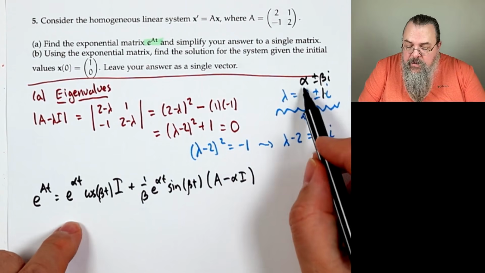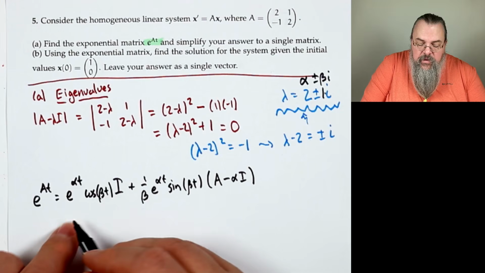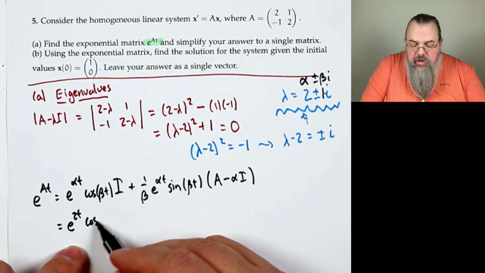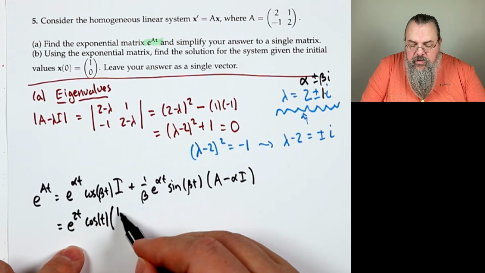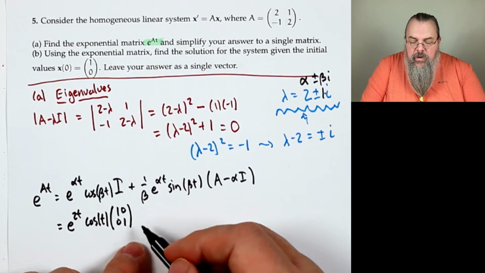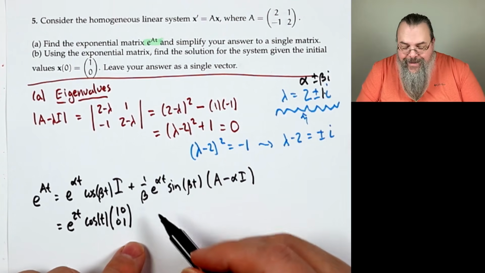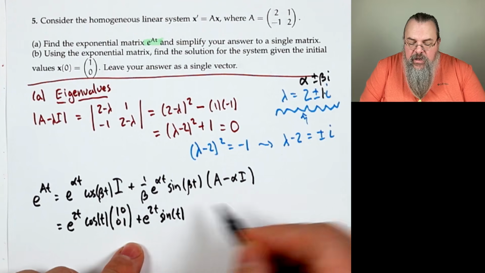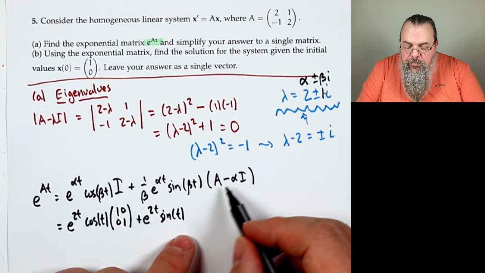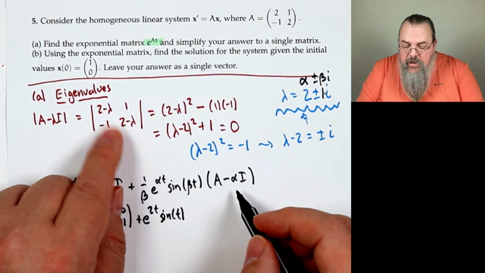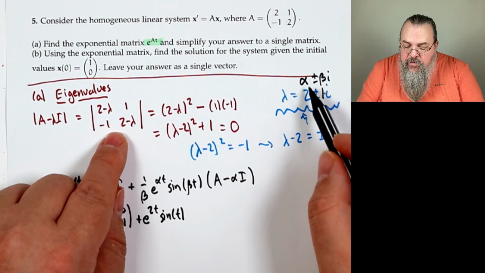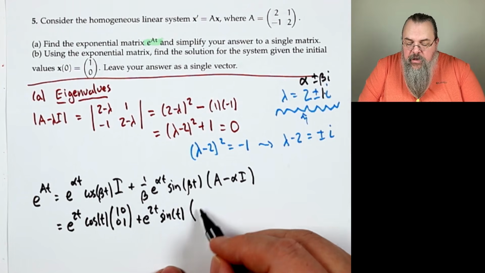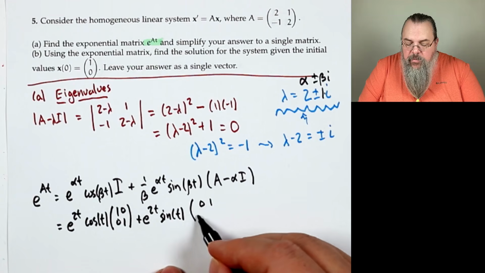So alpha is 2, beta is 1. For us, this becomes e to the 2t cosine t times the identity, 1, 0, 0, 1. Beta is 1, so 1 over beta is 1. That's very convenient. So we have plus e to the 2t sine of t, and then we have this a minus alpha I. Alpha I is 2, so think of it like subtracting 2 off the diagonal. What would that be? Well, that would be 0, 1, minus 1, 0.